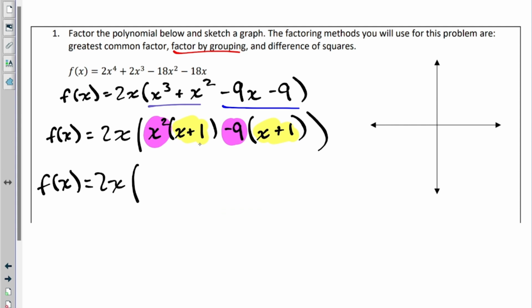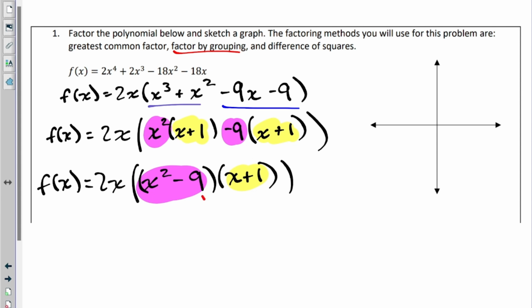X squared is multiplying x plus 1. Negative 9 is multiplying x plus 1. That means x squared and negative 9 are multiplying x plus 1, like that. Check that out. So we have our x plus 1 here, our x squared minus 9 there. These two things that I highlighted in pink are multiplying the yellow. And you might be like, well, where'd the second one go? Where'd the second x plus 1 go?